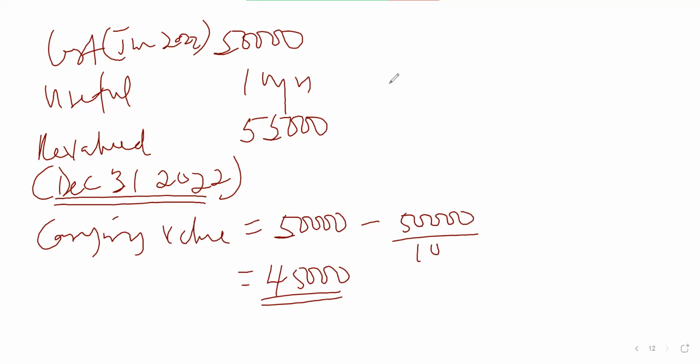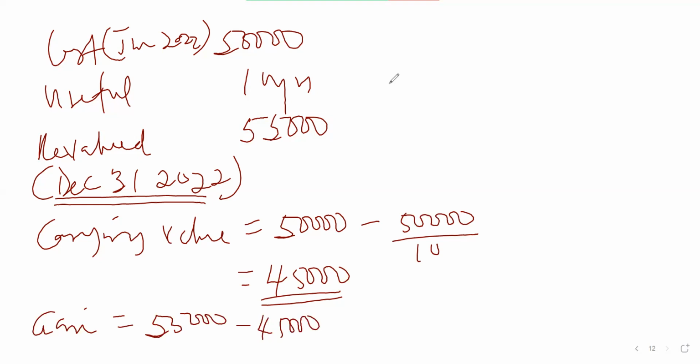So the gain will be calculated as the revalued amount minus what? The carrying amount. So the revalued amount is 55,000 minus the 45,000. What will be the gain?